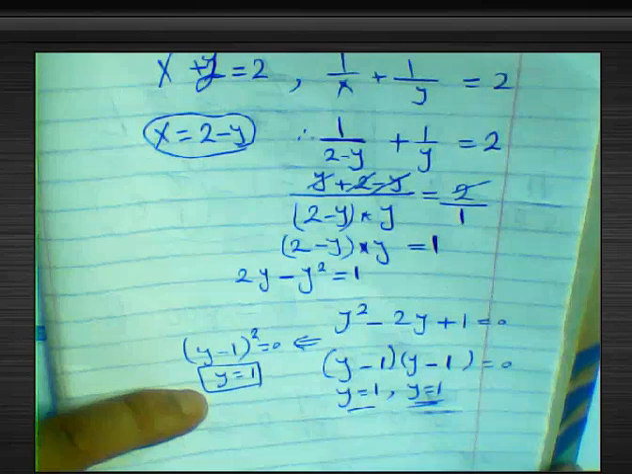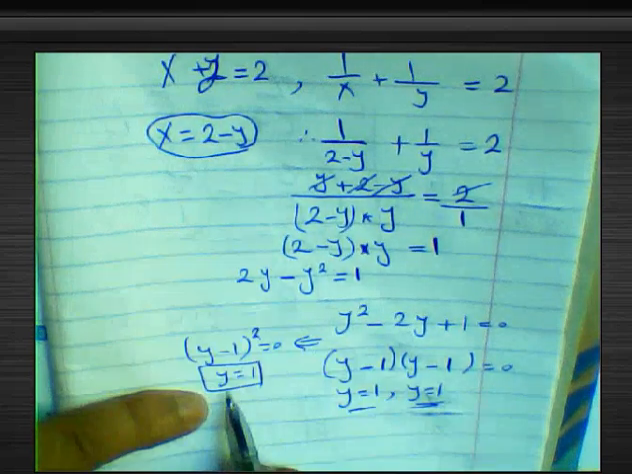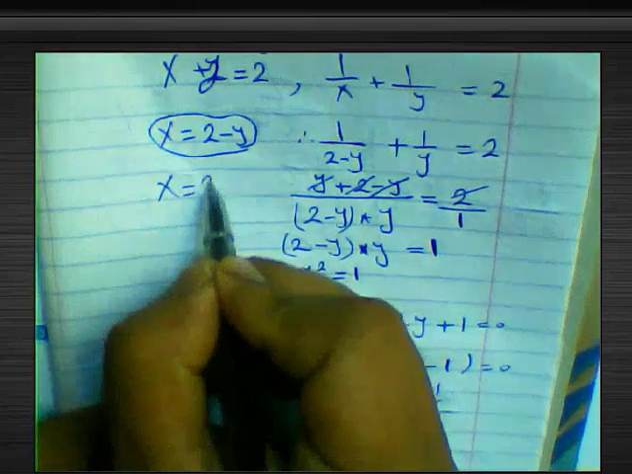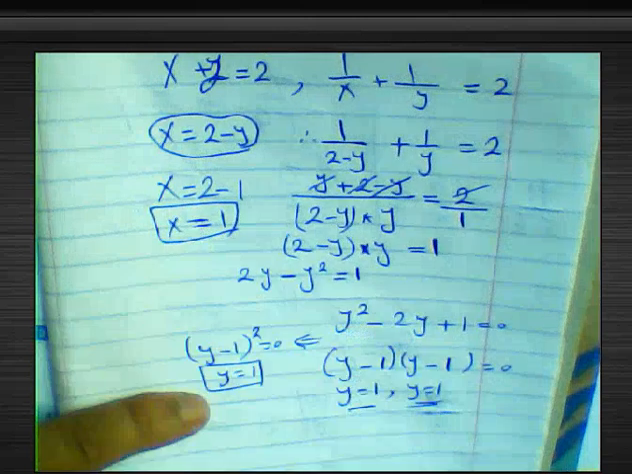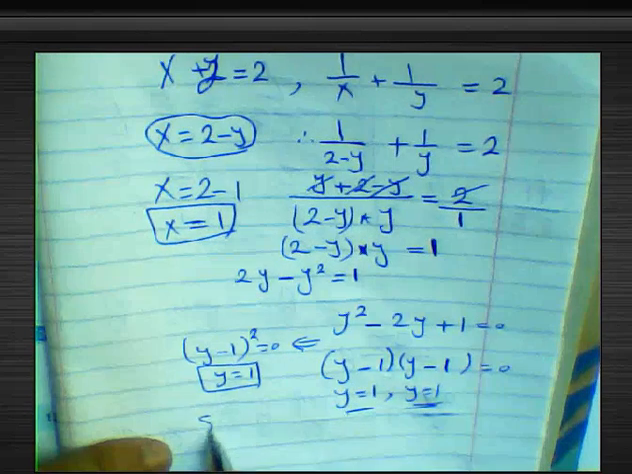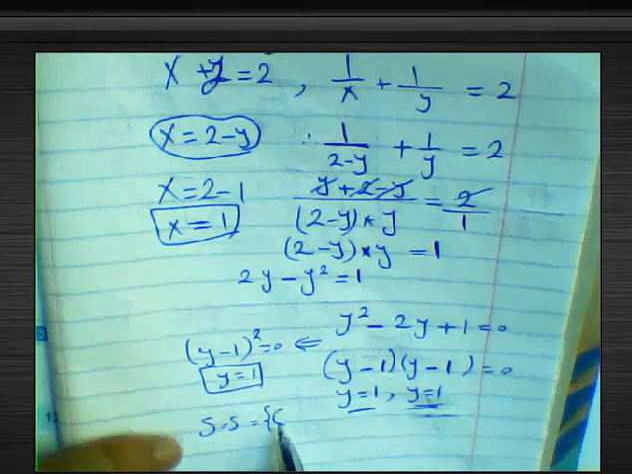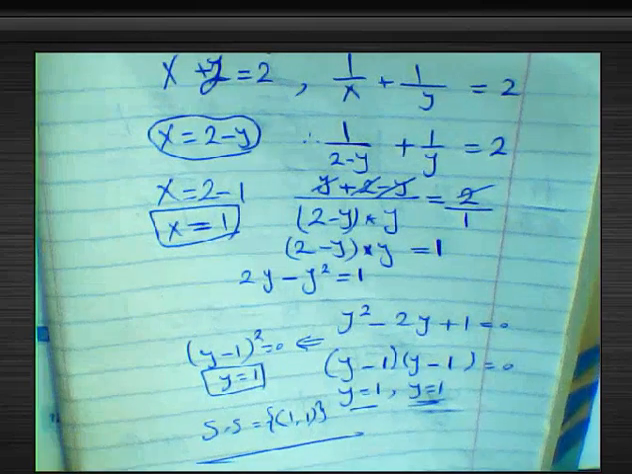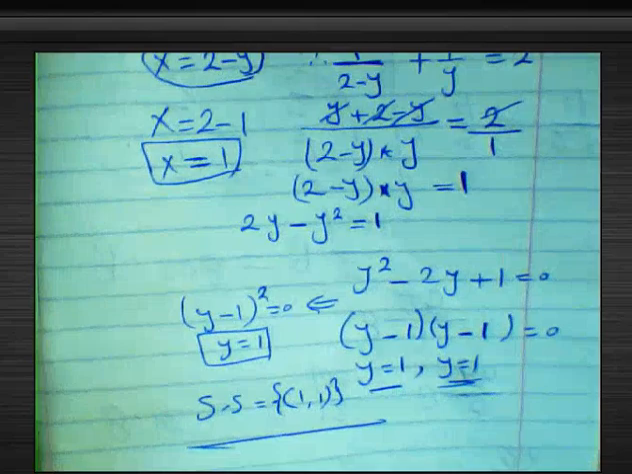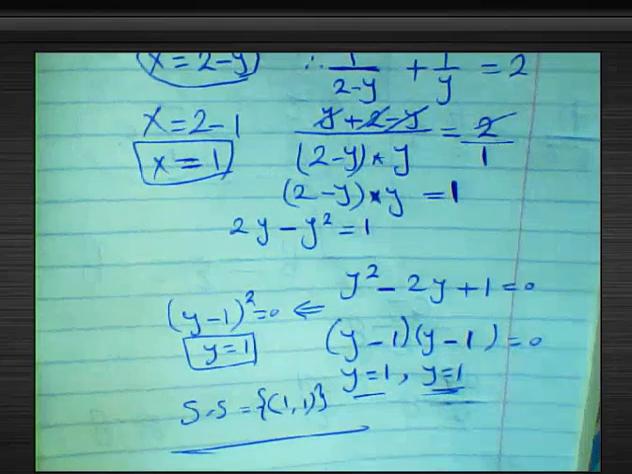Okay, so y will be 1 and x equals 2 subtract 1, so x will be 1. The solution set will be 1 and 1. The result will be the set of ordered pair 1 and 1.